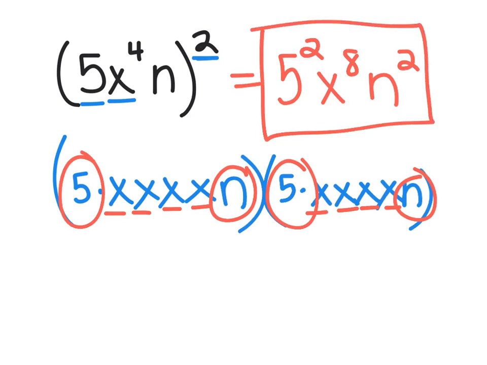Now, you guys might have noticed that I put the 5 first. You're always going to see the number part first. Okay, then you'll see the variables. So I have 5 squared, x to the 8th, n squared.